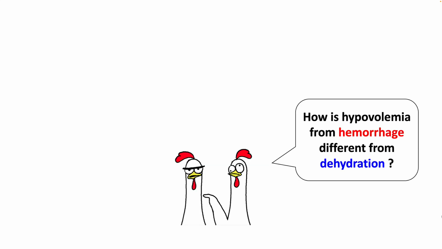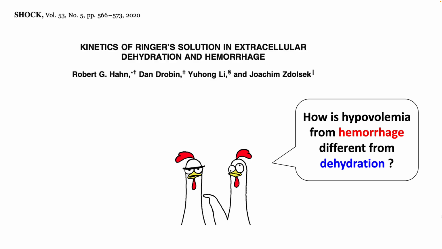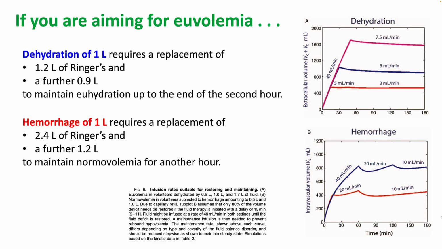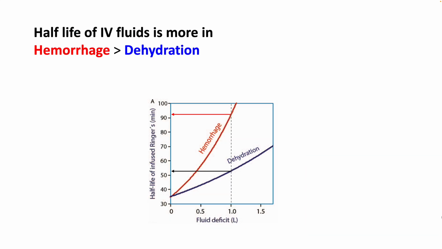So how is hypovolemia from hemorrhage different from dehydration? You can review this study, which compared the kinetics of ringer lactate solution in dehydration and hemorrhage. They found that if you're aiming for euvolemia, to correct a dehydration of 1 liter, you require around 1.2 liters of ringer lactate and around 0.9 liters in the next 1 to 2 hours, while a hemorrhage of 1 liter will require replacement of 2.4 liters and around another 1.2 liters for another hour to maintain euvolemia. The half-life of IV fluids is certainly much longer in hemorrhage than dehydration.